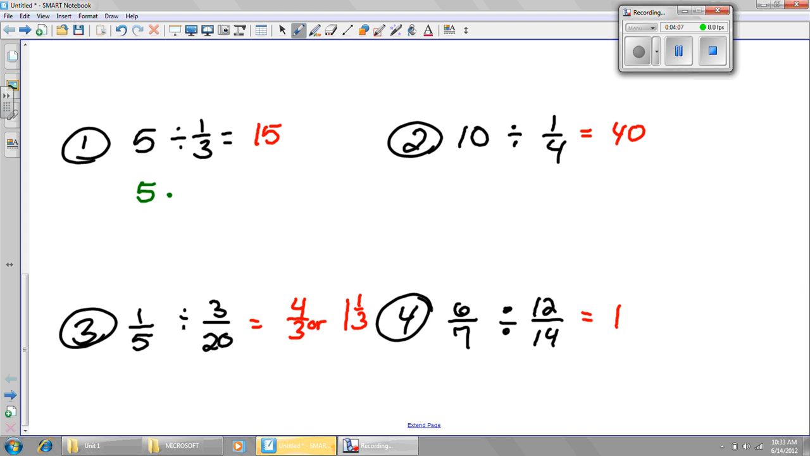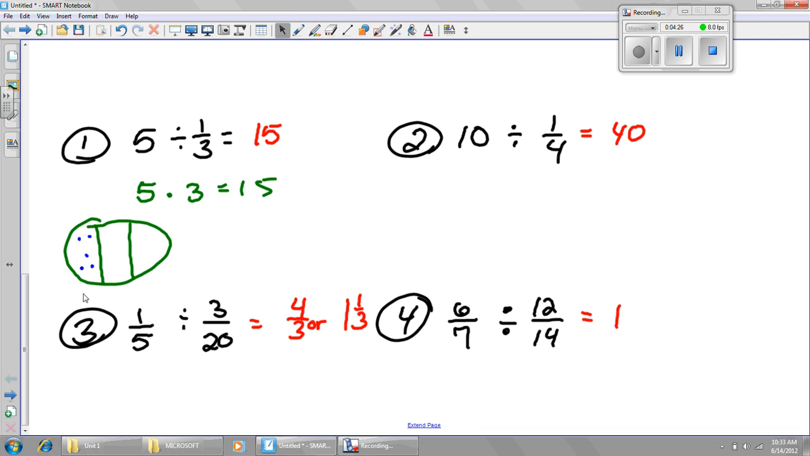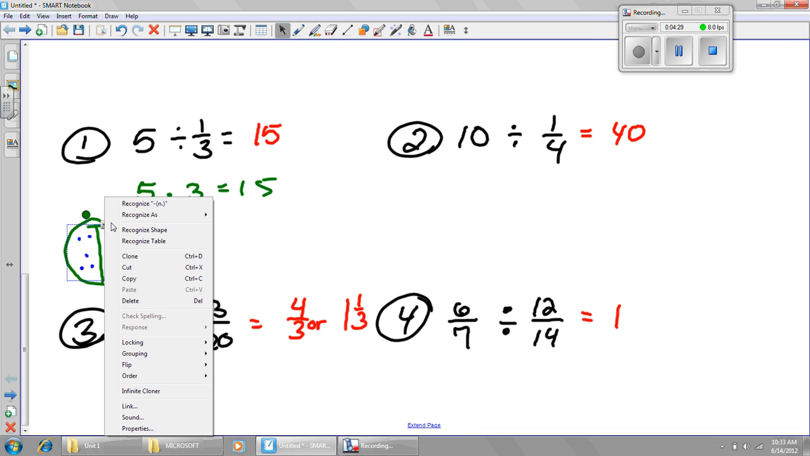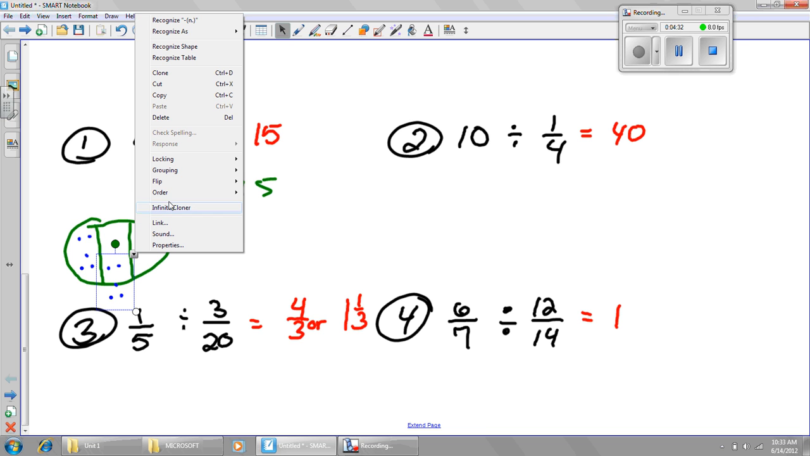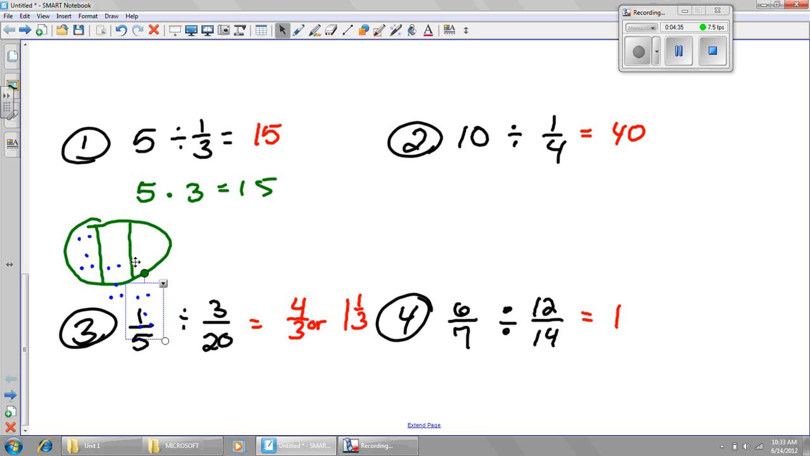I'm going to do 5 times 3 equals 15. Remember, there's 5 in 1/3 of the group. So if I break this group up into thirds, and there are 5 in 1/3 of the group, how many are in the whole group? You can see that the answer is 15. This one here, same thing. I know that 10 times 4 is the same problem, and that, of course, is 40.